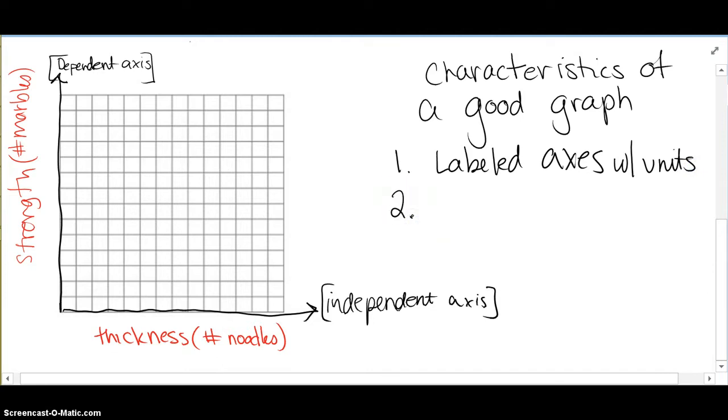The second characteristic is a title. The title of a graph is always dependent variable versus independent variable. So for this graph, my title would be strength versus thickness.